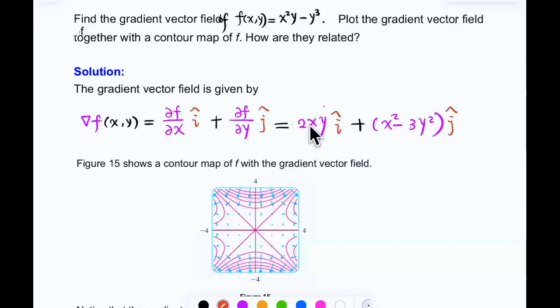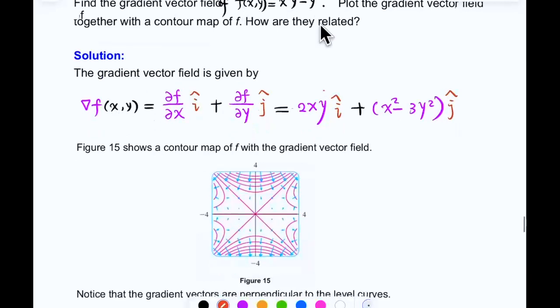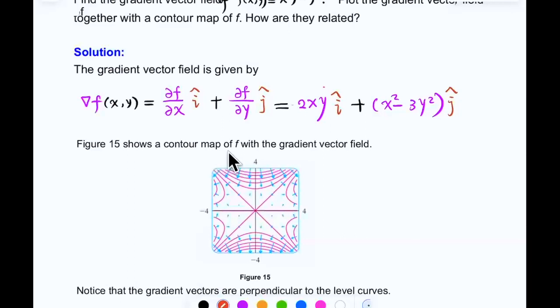So this is a two-dimensional vector, right? This is the gradient vector field of the scalar function f. And over here is a picture, a contour map of this scalar function with the gradient vector field. You see the pink one? The pink one is actually the graph for this small f.